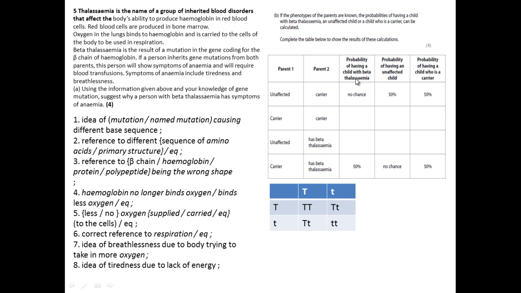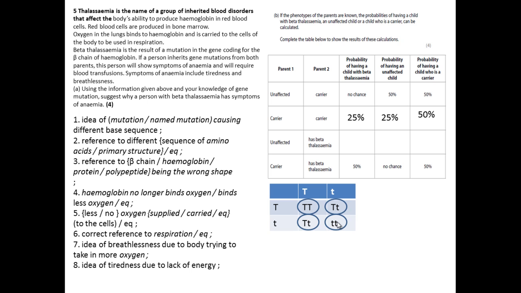So the probability of having a child with beta thalassemia, in this instance, is 1 out of 4. So it's this individual here, so 25%. The probability of having a child unaffected by it, that's this individual here, so again that's 25%, and therefore the probability of a carrier is therefore those two there, so therefore 50%.